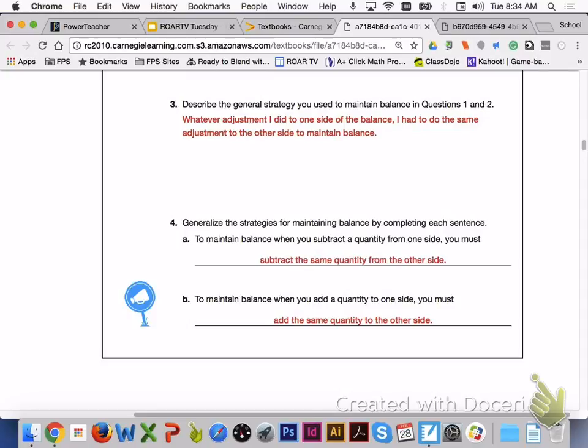For number 3, whatever you do to one side of the balance, you must do to the other side in order to maintain balance. And for number 4, for letter A, you must subtract the same quantity from the other side. And for letter B, you must add the same quantity to the other side.